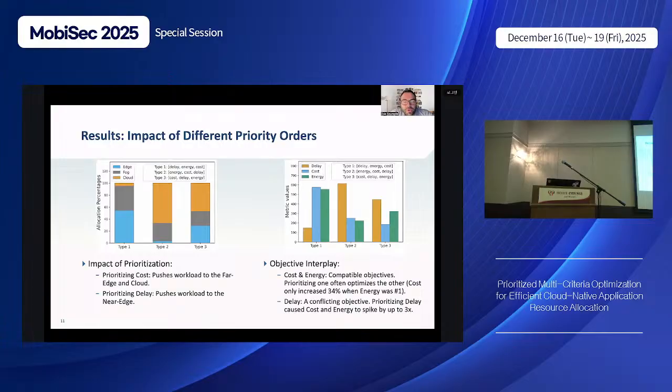Also, when we prioritize delay, that is the type 1 workload, the cost and energy bars, as you can see, spike up to 3 times compared to the other types of workload. This confirms that low latency is an expensive luxury, while cost and energy objectives are largely compatible, at least for our experiments.